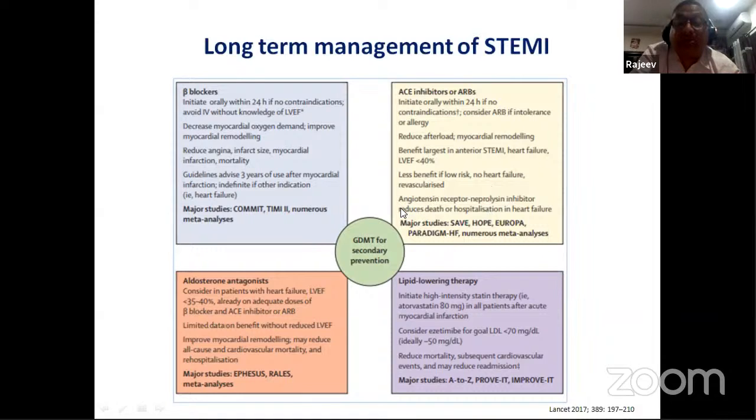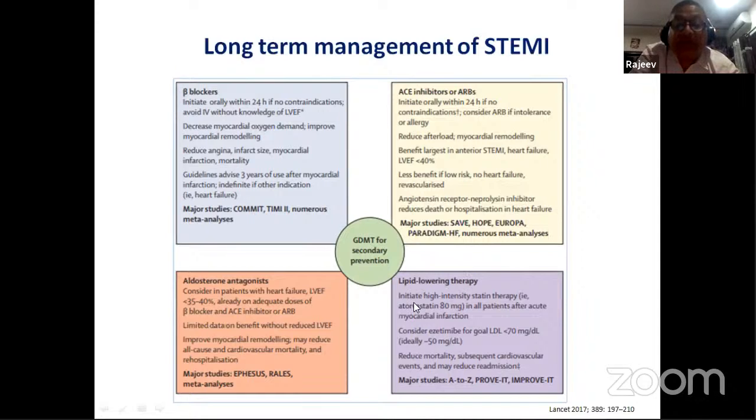ARNI should be used in patients to reduce death and risk of hospitalization if there is heart failure. The major studies supporting it are SAVE, HOPE, EUROPA, and PARADIGM-HF. Aldosterone antagonists should be considered in patients having EF less than 35, already on adequate doses of beta blockers, ACE inhibitors, or ARBs. Limited data of benefit without reduced EF. It improves myocardial remodeling and may reduce all-cause mortality and rehospitalization. EPHESUS and RALES are the major trials favoring the use of aldosterone antagonist.